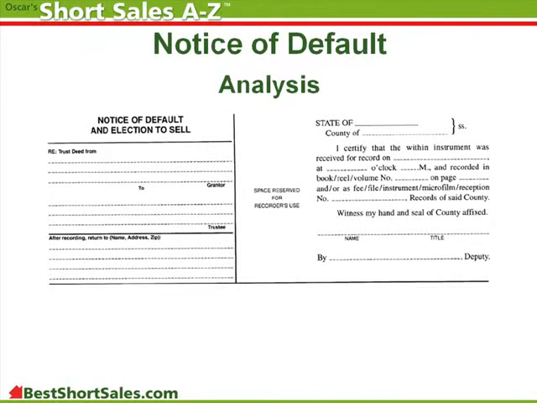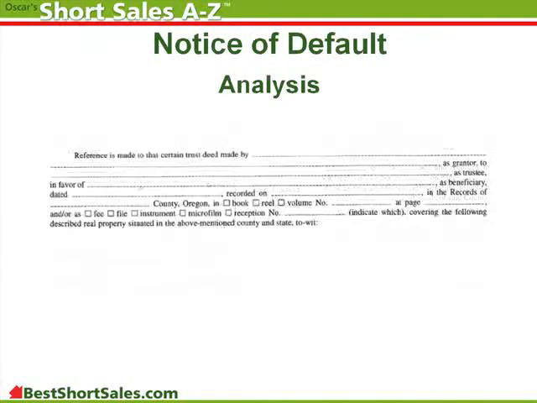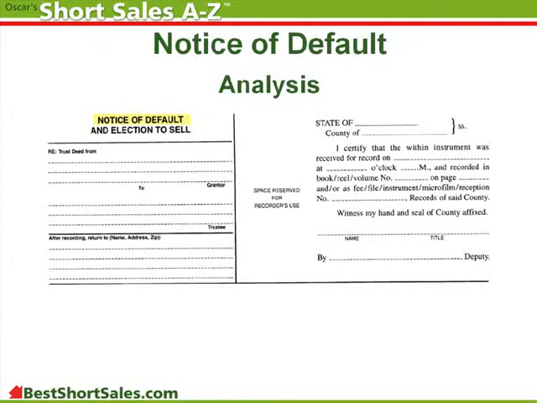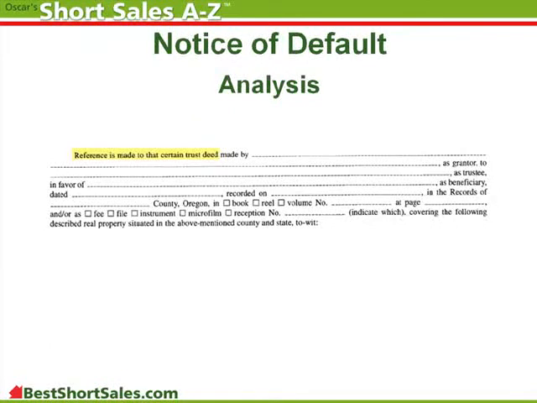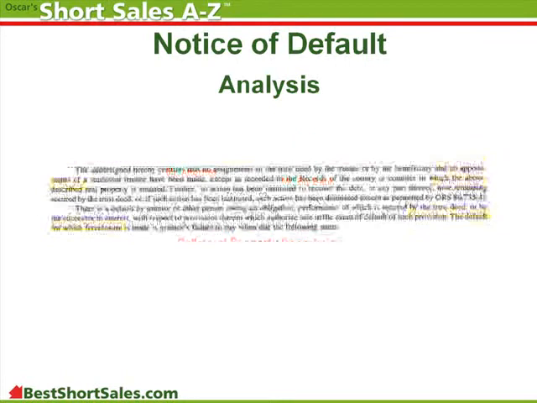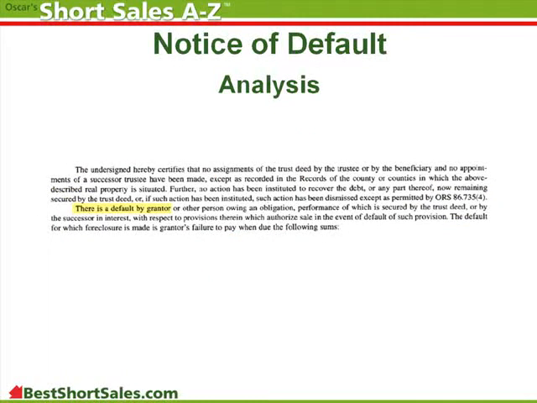Notice of default. After succession, the successor trustee will record the NOD. This is a good example. It reads, "Notice of default and election to sell. Reference is made to that certain trust deed made by Mr. and Mrs. Homeowner as grantor to Mr. Attorney or Title Company as trustee in favor of Mr. Big Bank as beneficiary, covering the following real property." Collateral property description. This is the collateral property to be sold.